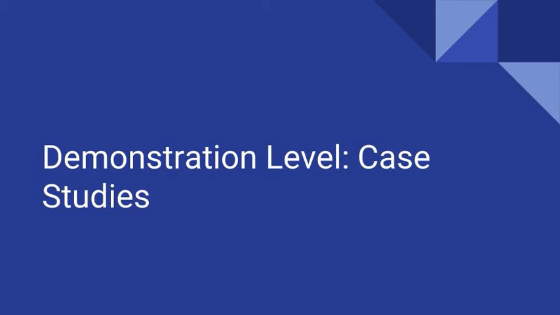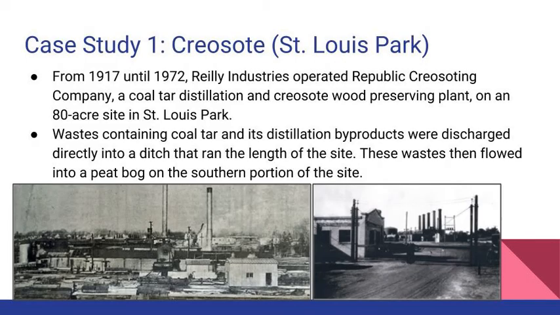The first case study in this section is from the creosote remediation project in St. Louis Park, Minnesota. Creosote is a dark brown oil distilled from coal tar and is used as a wood preservative and contains a number of phenols and other volatile organic compounds. From 1917 until 1972, Riley Industries operated Republic Creosoting Company, a coal tar distillation and creosote wood preserving plant on an 80-acre site in St.